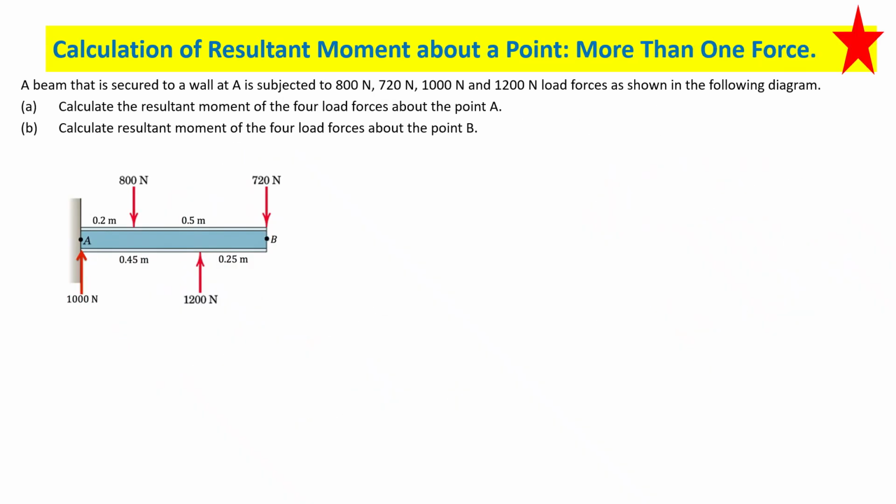Okay. So what this question says. Now this is again a moment question, but it has the other things as well. A beam that is secured on a wall at A is subjected to these forces. Calculate the resultant moment of the four loads about the point A. Okay, now we need to find the resultant moment about A.